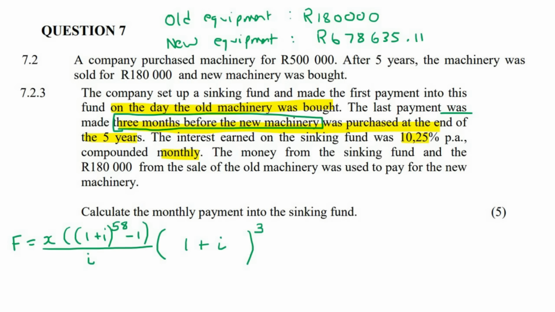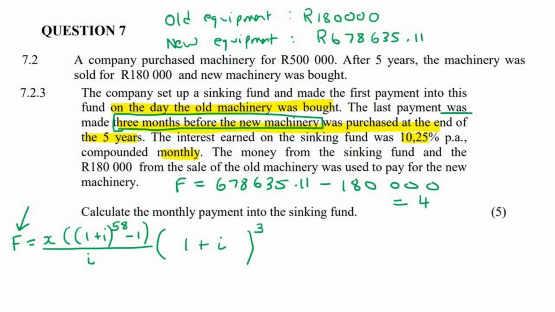From this part, it's really easy. We know the future value, although there is another little thing we need to understand. So how much was the new equipment going to cost? And how much is the old equipment? Remember that they're going to sell the old equipment. So think about the guy that I told you about in the beginning where he purchased the car. Remember, this is the amount of money you're going to need for the new equipment, but they're also going to sell the old equipment. So they're not going to need all of this. The amount that they're going to need in the future is going to be 678,635.11 take away 180,000. To work that out, that's pretty straightforward. You just put it in your calculator.